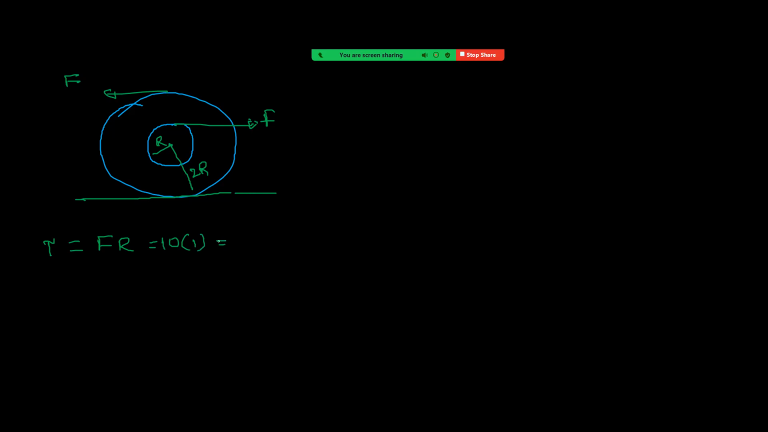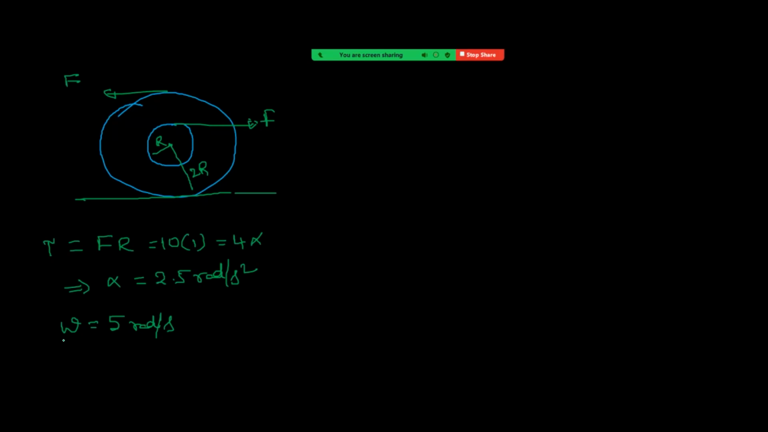This is equal to I into alpha. And I value how much is given? It is 4. So 4 alpha, so alpha equal to 2.5 radian per second square. After 2 seconds, omega equal to alpha into t, because alpha is a constant. Means omega value is 5 radian per second, right? Omega equal to alpha t.